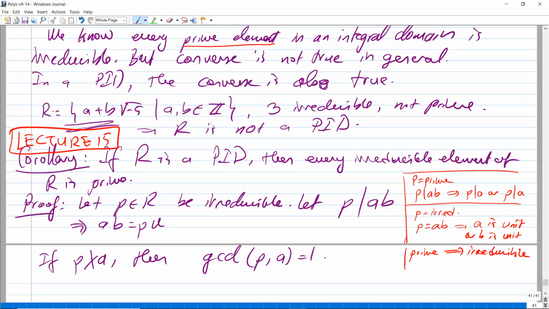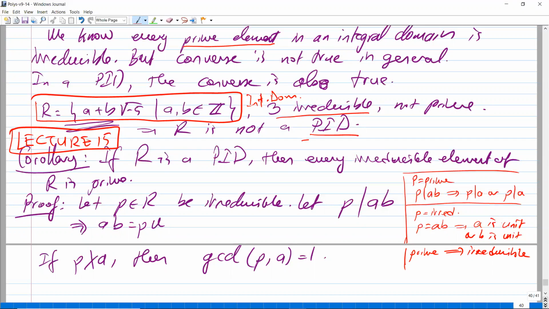An example is this ring R. In this ring R, we showed before that this is an integral domain. It's a subring of the complex numbers. We showed that 3 is irreducible, but it is not a prime number. But in a PID, irreducible elements will be prime, and so this R won't be a principal ideal domain.